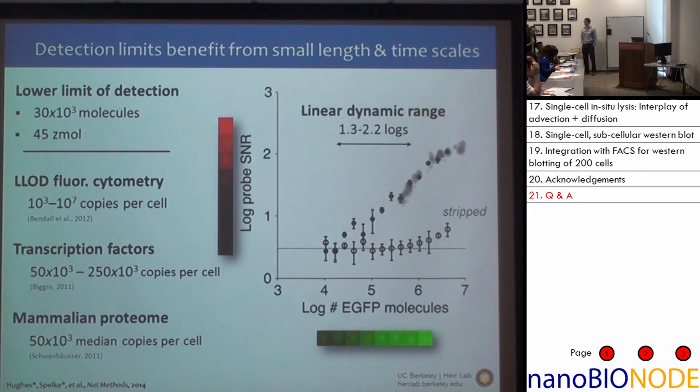Yes. So the question is, with the conventional Westerns, the Westerns I showed you earlier, if you haven't done them before, we typically use 10 to the 5 or 10 to the 6 cells in one sample to be able to make the measurement. Clearly the issue there is we're pooling them.